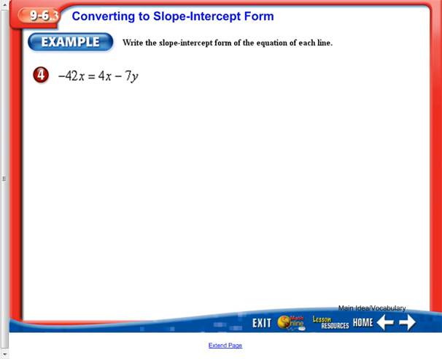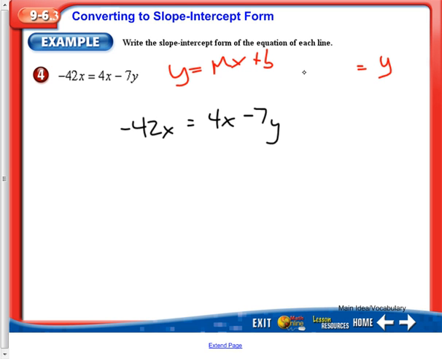Alright, so let's go ahead and copy that: negative 42x equals 4x minus 7y. For this problem we do have an x on both sides, so we do need to get it into the form y equals mx plus b. It's okay to have it y equals mx plus b this way also. Either way is fine. Addition is commutative, so it could be in any order.